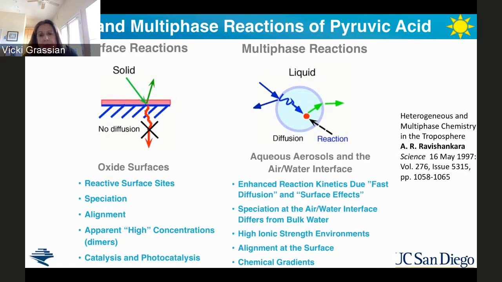I'm also going to talk about some multiphase reactions. These definitions of surface or heterogeneous and multiphase chemistry, I took from Ravi Shankar's paper that came out quite a few years ago now. So what we're talking about is reactions that occur in the aqueous phase. Sometimes we think about aqueous aerosols. I'll be basically showing you some bulk aqueous phase, but what's interesting about aqueous aerosols, these micron-sized droplets, is that you have reaction, you have diffusion.